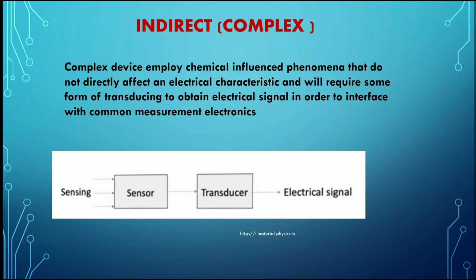The final electrical signal can be easily measured and displayed using an electronic circuit. The analyte does not directly affect electrical properties like resistance or voltage. Here, an intermediate transduction process is required.